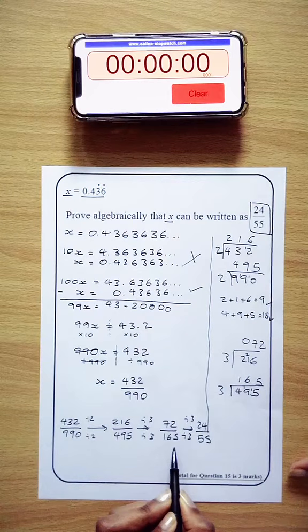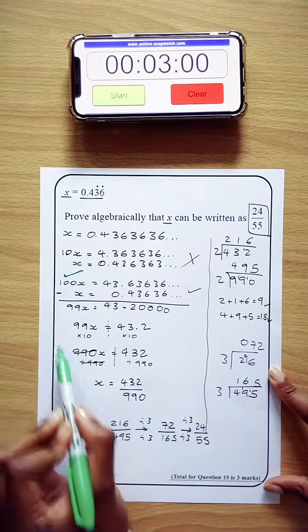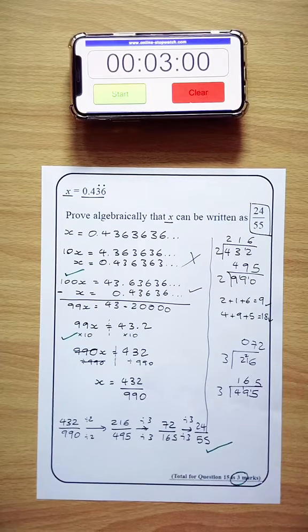50 times 3 is 150. 5 times 3 is 15. 150 plus 15 is 165. Here my marks were for subtracting x from 100x, for getting 432 over 990, and for simplifying this down to 24 over 55, showing my working.